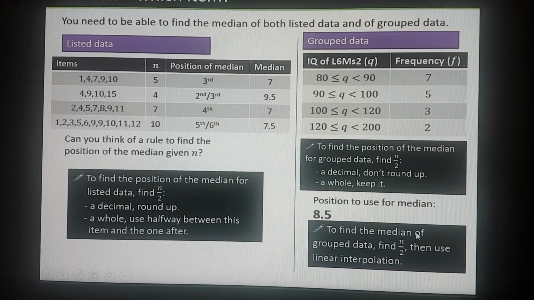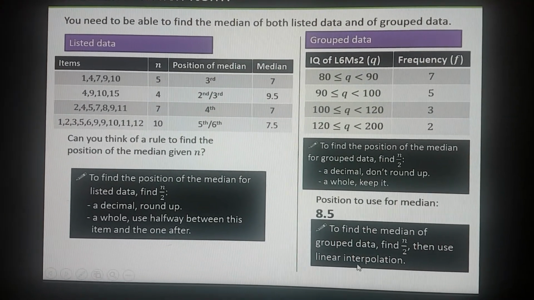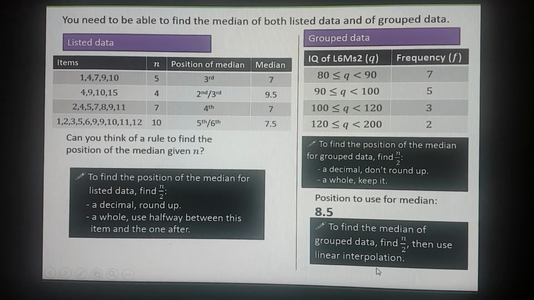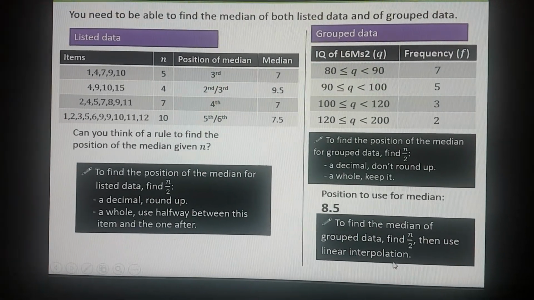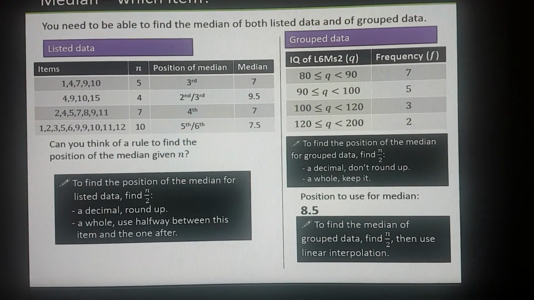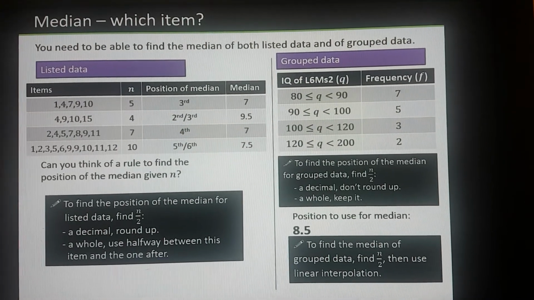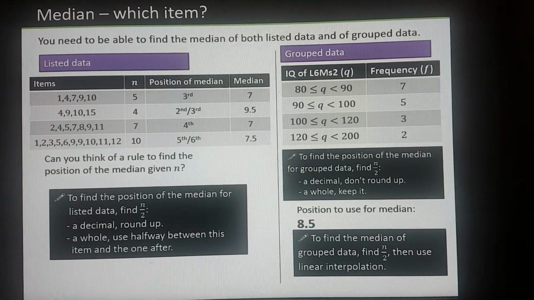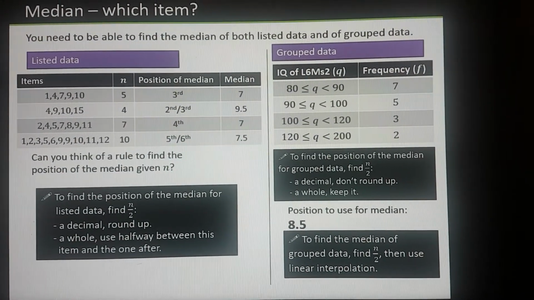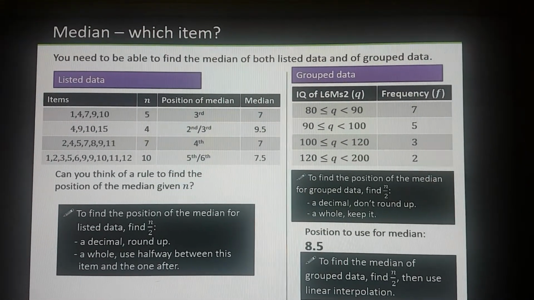So to find the median of grouped data, we always find n divided by 2. Then we use linear interpolation. Okay, linear interpolation, I will put a special video about it to show you how to find it. It's very easy. With my experience, I noticed that some students get confused with it at the start, but it's very easy. I'll just put a separate video about it, and hopefully everyone gets it.